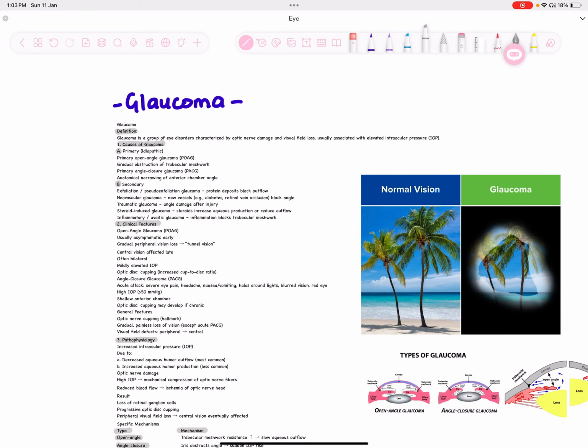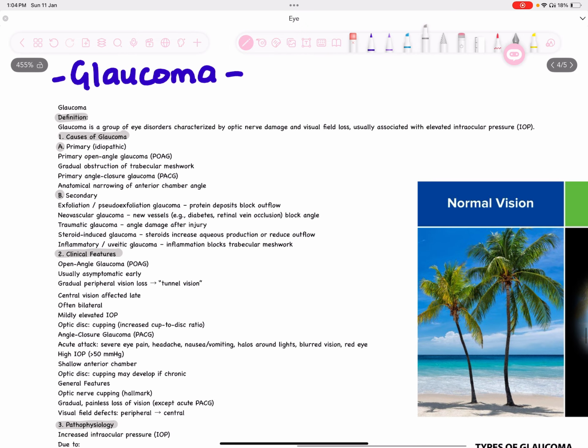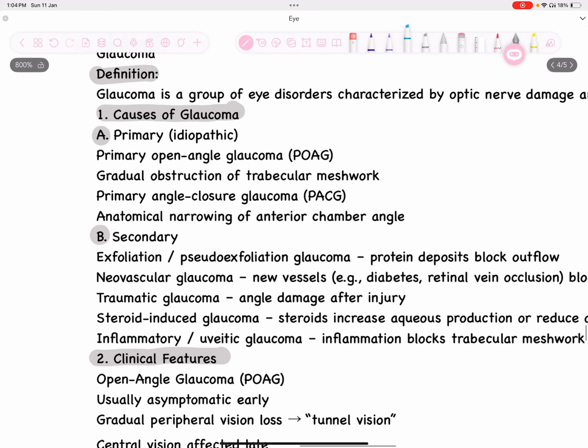Hi everyone, so today we are doing glaucoma. Glaucoma is a group of eye disorders that is characterized by optic nerve damage and visual field loss, usually associated with elevated intraocular pressure. So very important. Intraocular pressure gets elevated, because of which glaucoma results, and then there are high chances that the person can get completely blind. So there are different causes of glaucoma.